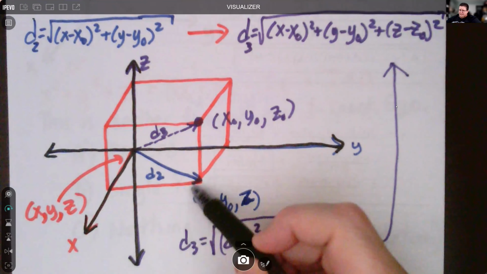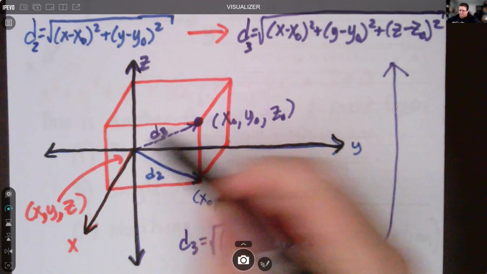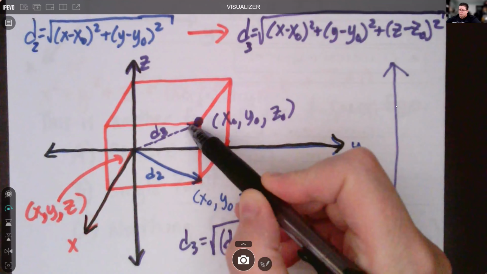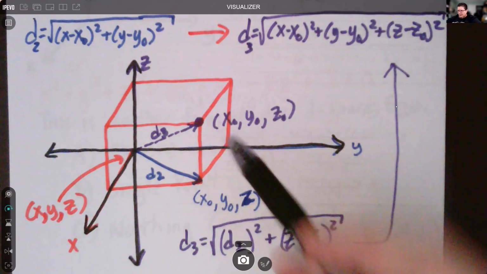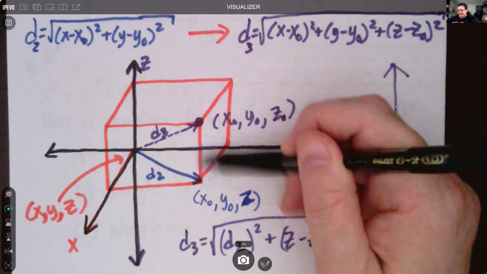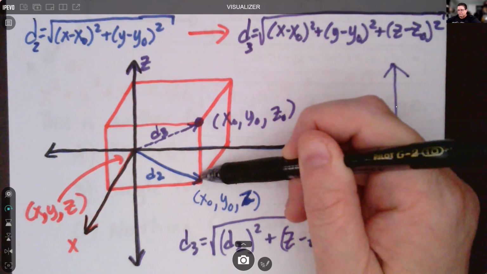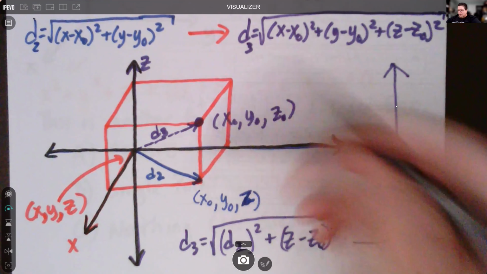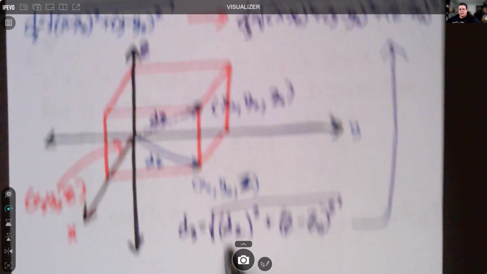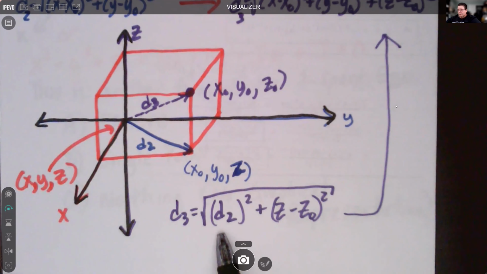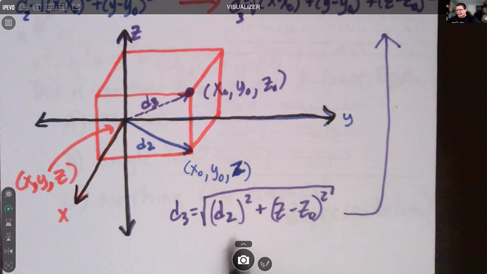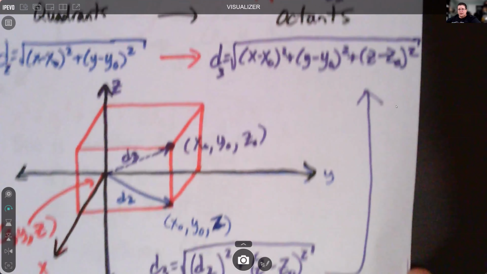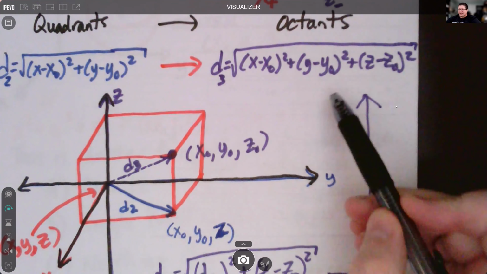And then the distance to the upper corner, going across the diagonal of this cube, is now using this triangle, D2, and then z minus z naught is this length right here. So we have D2 squared plus z minus z naught squared. But we have D2. D2 was this value up here. So we're just plugging that in and we're left with our 3-dimensional distance formula.